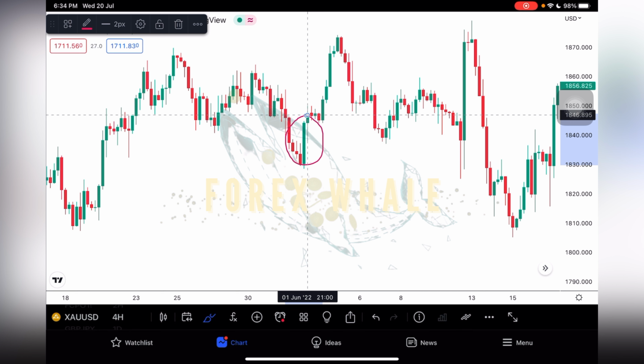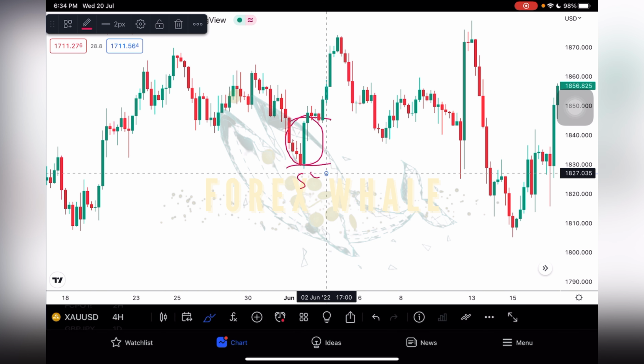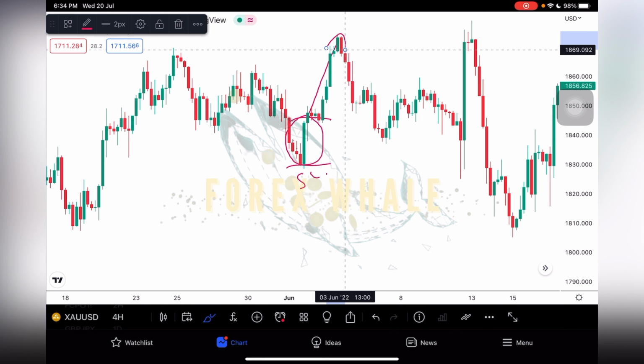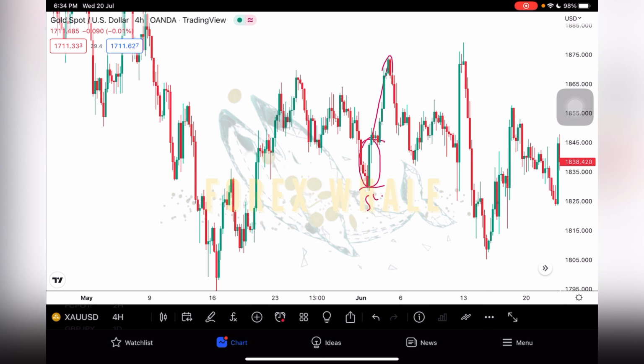Why? Look, it does not engulf just one, but 1, 2, 3 candlesticks. So here's your entry, here's your stop loss. Take profit 2 to 3 times more than your stop loss. So maybe this is just 2 times. Boom. Okay, and then it went up.